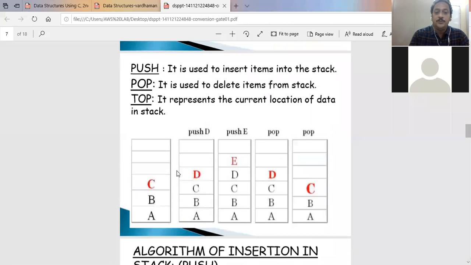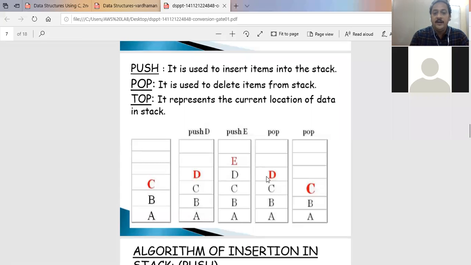So here, push means, suppose there are two different elements like A and B, and you are trying to push an element like C. So C is placed over B. And if you push or insert an element D to the stack, then D is on the top, and E is on the top when you try to push E. So what is the topmost element? Always the topmost element is marked in red color.